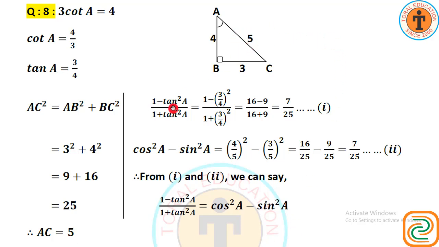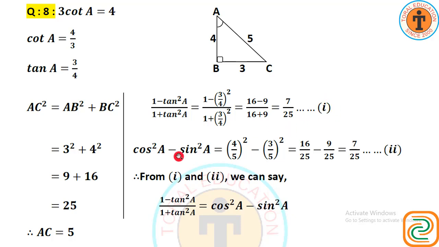Now we take (1 minus tan square A) upon (1 plus tan square A). Look here, tan means 3 upon 4 whole square. 1 minus (3 upon 4) whole square and 1 plus (3 upon 4) whole square. 3 3s are 9, 4 4s are 16. So 16 is the LCM. 16 minus 9 upon 16 plus 9. 16 minus 9 is 7 upon 25. 16 plus 9 is 25. This is the first one.